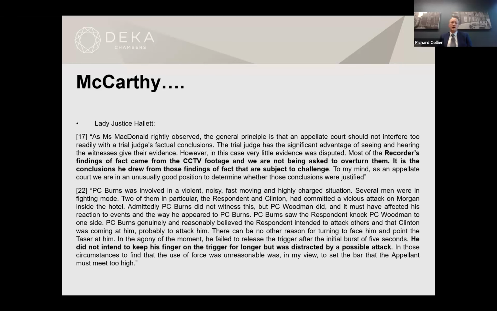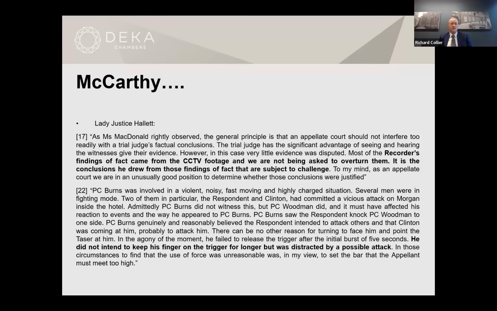And the Court of Appeal agreed. So Lady Justice Hallett, in a characteristically impressive and fluid judgment, in the second of the quotations there, in paragraph 22, gives a very coherent overall description of the situation, explaining the sense of fear that PC Burns would have been in. And she goes on to identify, in the sentence in bold there, what the key issue was, which was that he did not intend to keep his finger on the trigger for longer, but was distracted by a possible attack.